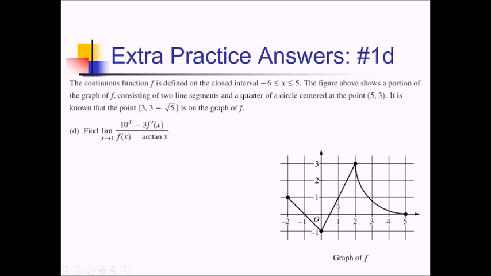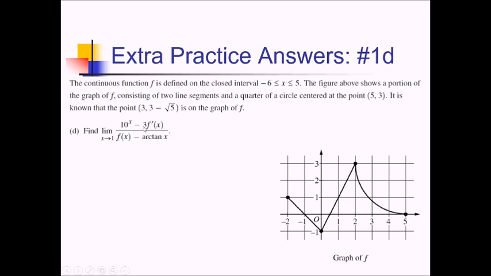Looking at the graph, we appear to have a slope of 2, so this would be basically 10 minus 3 times 2, which is not going to be 0. Since one of these things is not going to be 0, we don't have to use L'Hopital's rule because we're not going to get any indeterminate form out of this. So let's just straight up plug in 1 for x everywhere.